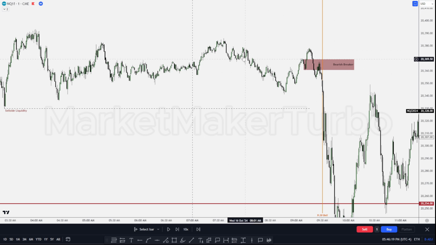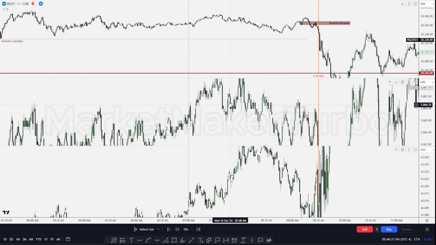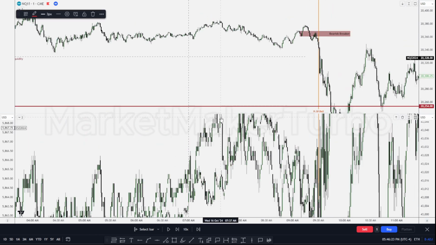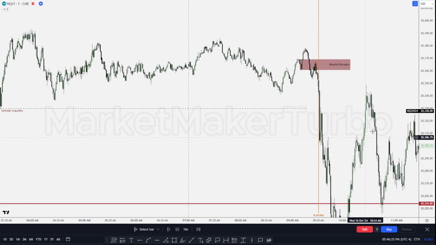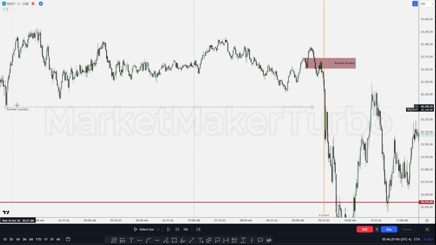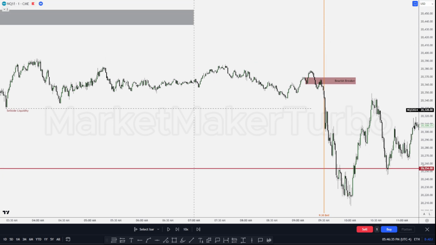And it'd be better if you have SMT. I'm not going to look too much for it, but I'm sure there's SMT in there. So sell side, bearish breaker, 9:30 bell takes it straight down into your objective.